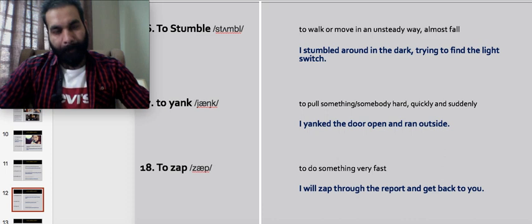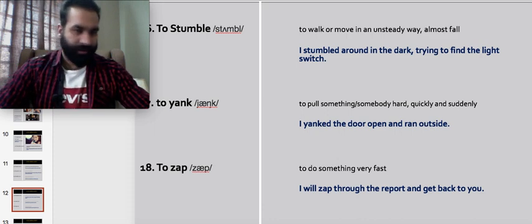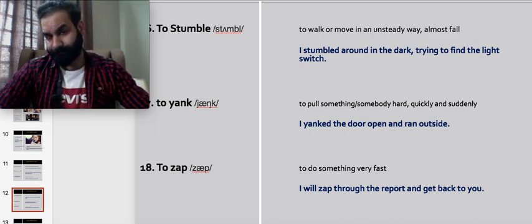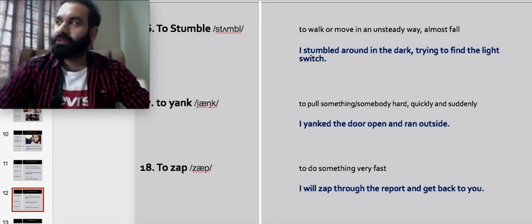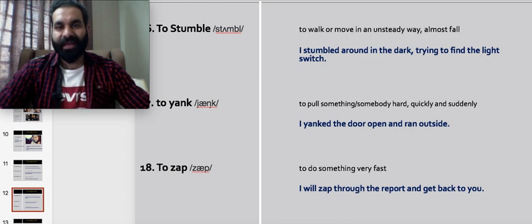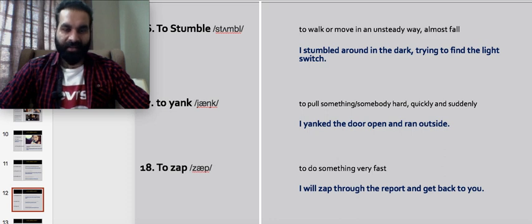Let's keep moving. I would request you to note these words down so that when it's your turn, you could speak it somewhere and you can surely talk about it in detail. Let's move on. The next word is to stumble. To walk or move in an unsteady way, almost fall. I stumbled around in the dark, trying to find the light switch. I would appreciate if you could make some sentences by your own self.